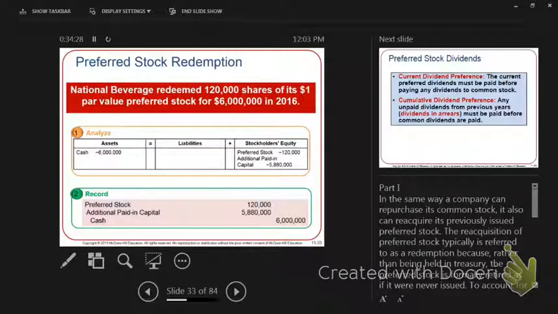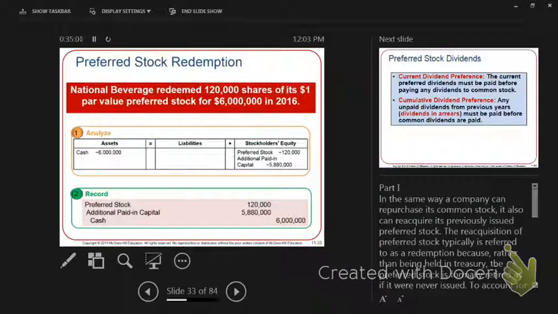Okay, it can be reacquired. It's called a redemption rather than treasury stock because it's basically being retired and it's not going to be reissued. It's not given back to the shareholders, so it's not put into what's called treasury stock. So it's slightly different than when we buy back common stock. It's just redeemed and then retired. They buy it back and they retire it.